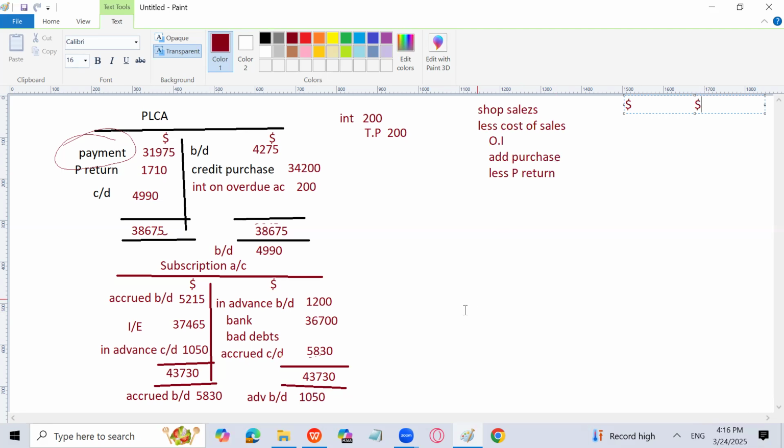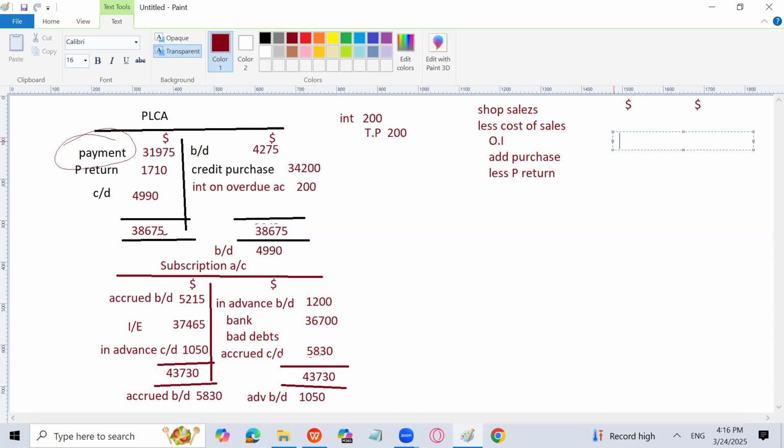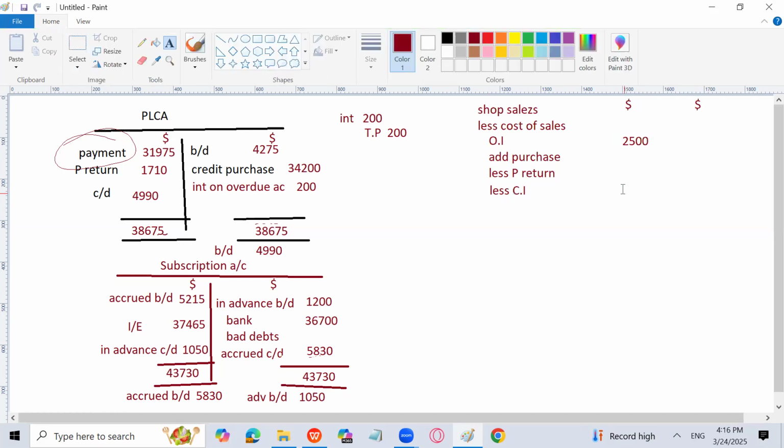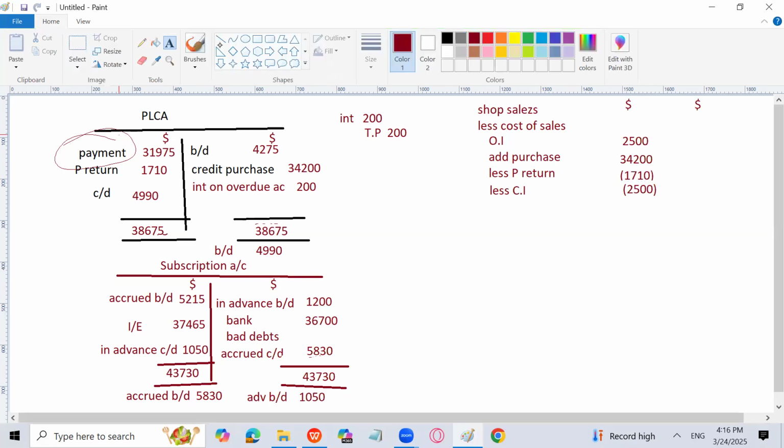So opening inventory, let's see, is given in the question, that is 2500, and closing is also 2500. So opening is 2500, and I can write less closing inventory, that is also 2500, but I will write it in brackets. Then add purchases. Purchases is already given in the question, that is 34,200, and purchase return is also given in the question, that will be subtracted from purchases, 1710. Okay. Now I will go with the total of the cost of sales, and I can find the cost of sales to find the gross profit.